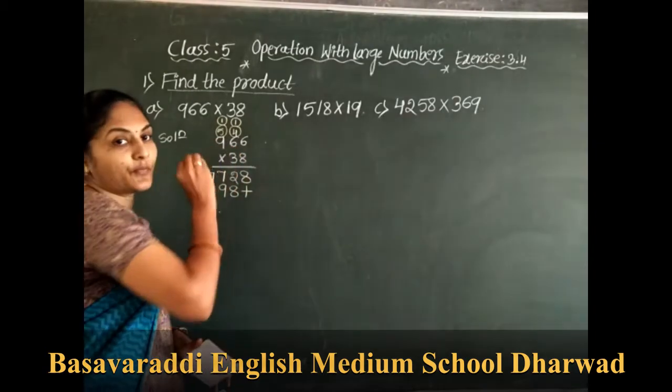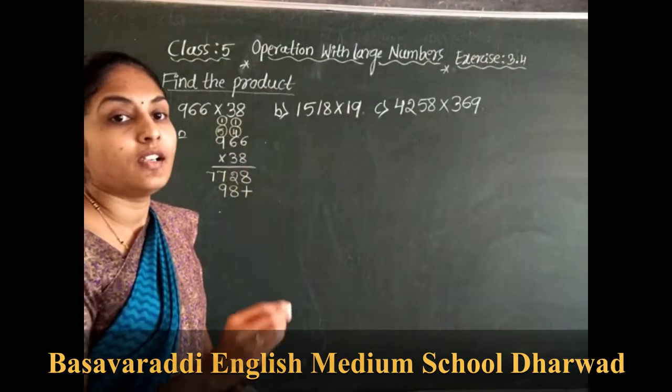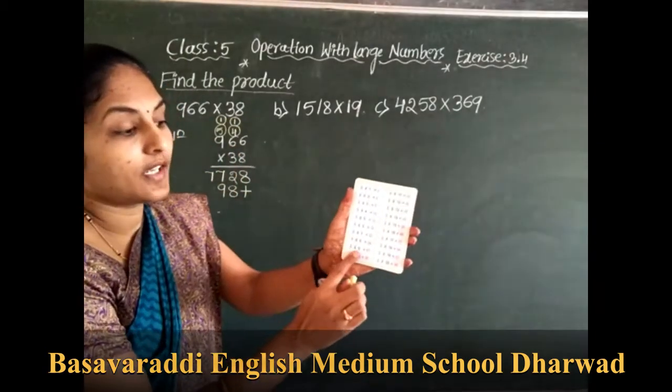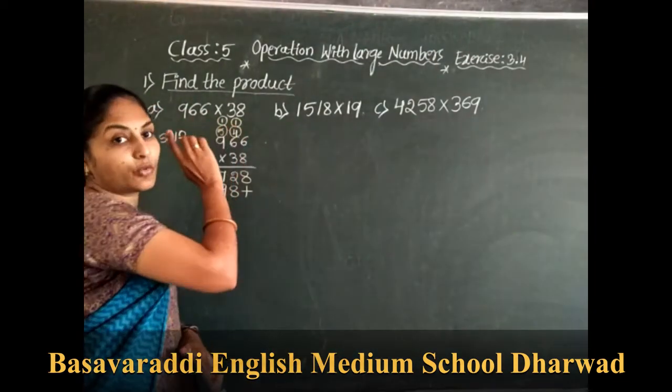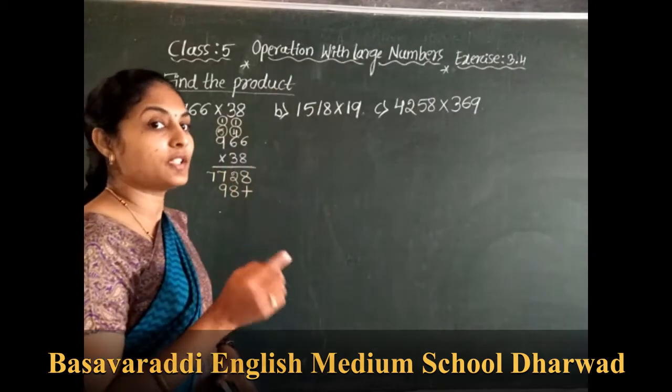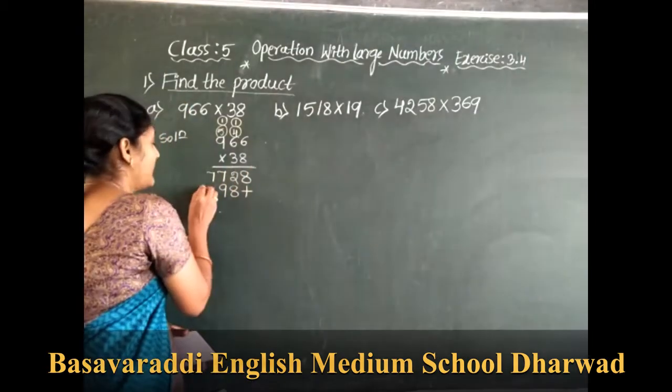Next, 3 nines, which means 3 is multiplied 9 times. 3 nines are 27. Plus the carry over 1, it becomes 28. So write 28 there.